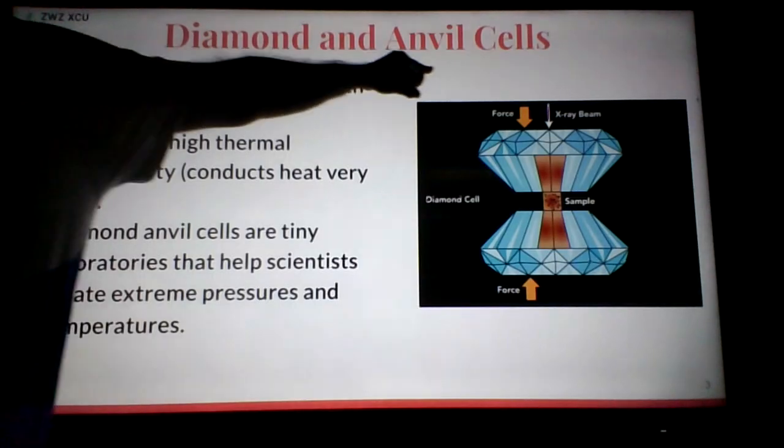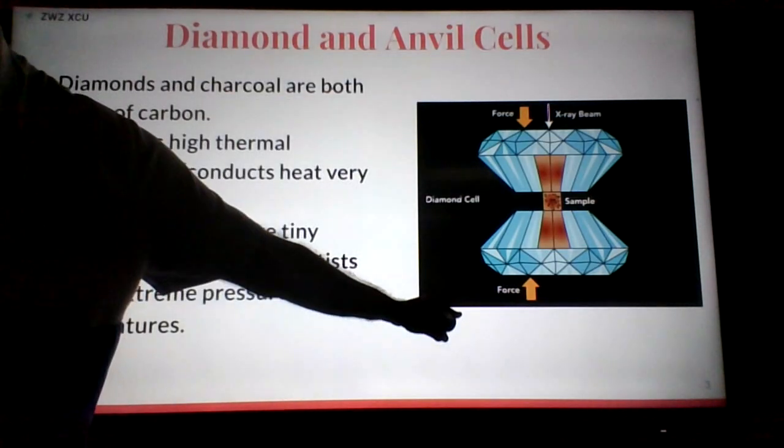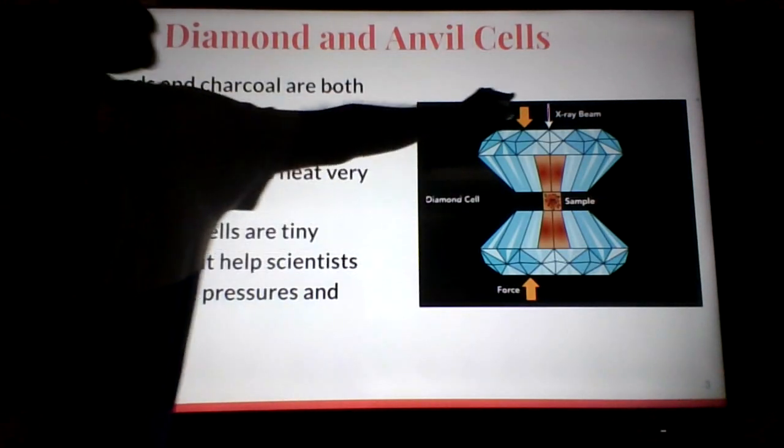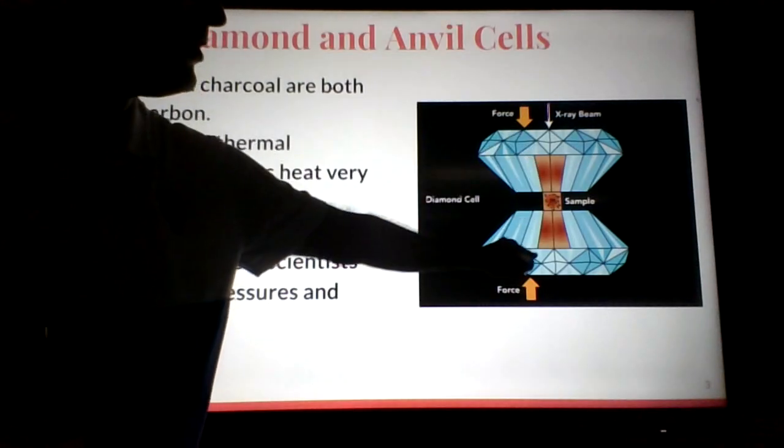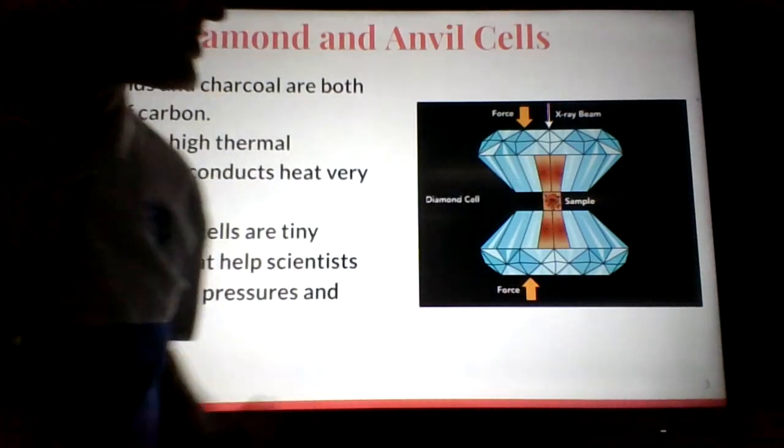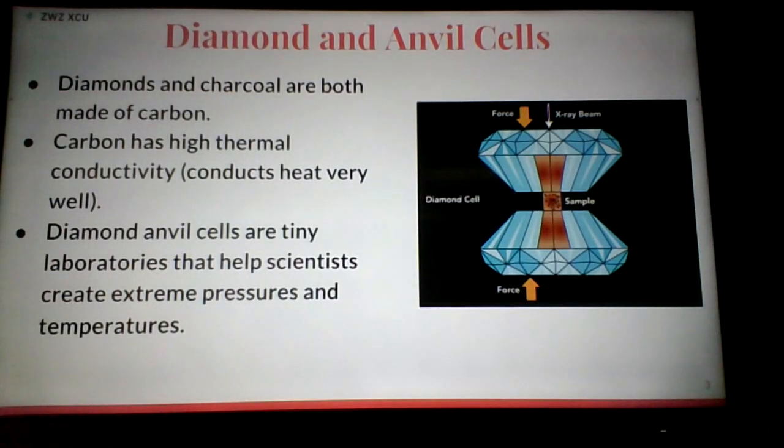A high force coming from above, a high force coming from below, X-ray beams shining through and getting that sample of carbon very, very highly pressurized, very, very hot to get that carbon to form into diamonds. Of course, it's a whole lot more complicated than that.